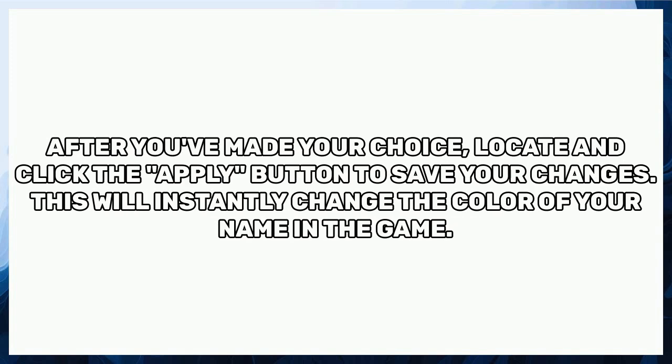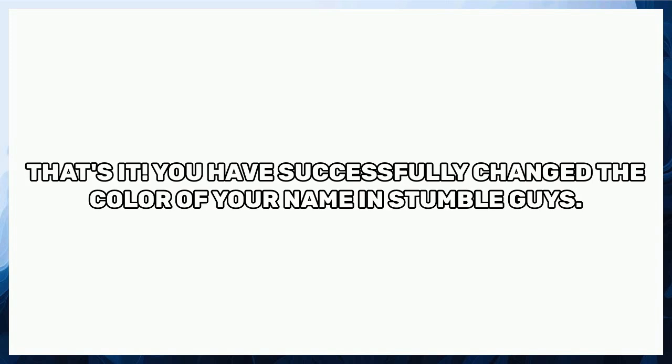After you've made your choice, locate and click the apply button to save your changes. This will instantly change the color of your name in the game. That's it. You have successfully changed the color of your name in StumbleGuys.